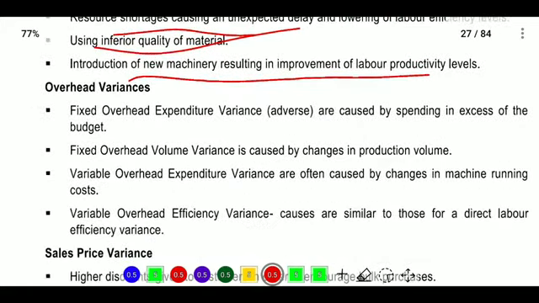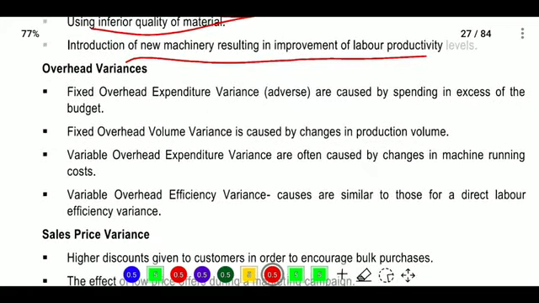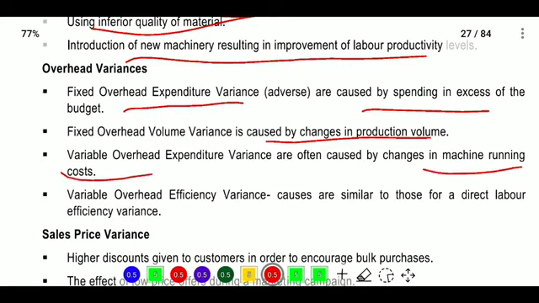Next, variable overhead variances. Why are there overhead variances? Fixed overhead expense adverse variances are caused by spending in excess of budgets. So fixed overhead variance is caused by changing production time and production volumes, and variable overhead expenditure variance is often caused by changing machine running cost. So if machine running cost is different, then variable cost will be increased, and variable overhead efficiency variance is similar to direct labor efficiency variance.